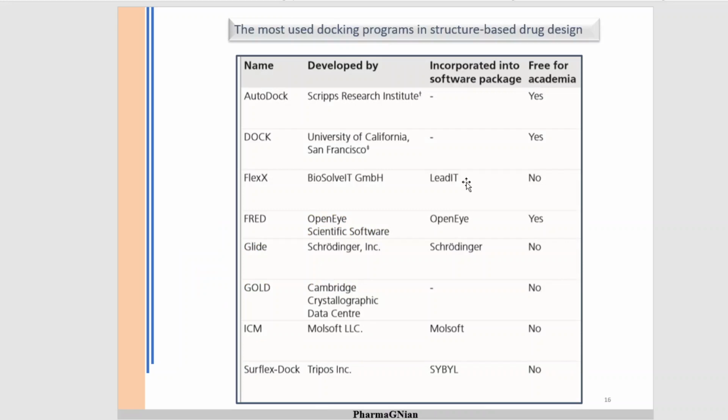These are the most commonly used softwares for the docking process: AutoDock, DOCK, LeadIT, FRED, Glide, GOLD, ICM. You should know all these softwares. I am not going into all the details, and you don't need to remember the table. You should just remember what softwares are used in the docking process. And I will combine all the softwares with their companies for all the techniques at the end.